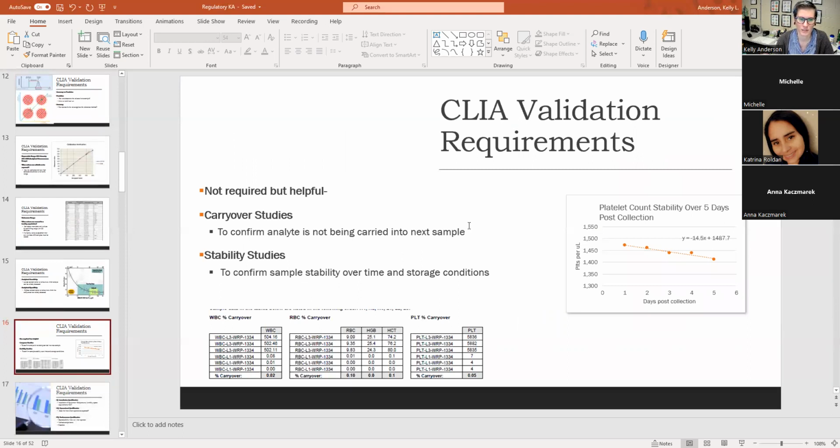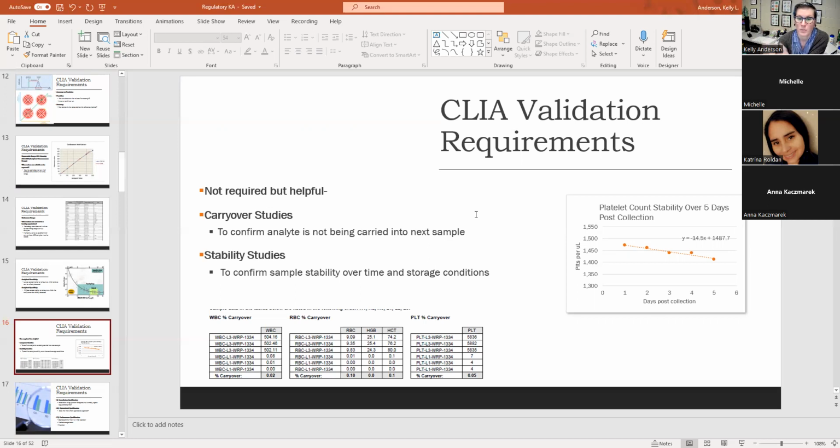And then some of the other testing we do, CLIA doesn't require this, but it's good to do this, depending on what kind of assay you're doing. You can do carryover studies, where you want to make sure that if you're testing an analyte and you have a really high concentration, the next sample is not going to be contaminated by that high sample. So if you're using an instrument that has a probe, you want to make sure that the probe doesn't carry over to the next sample.